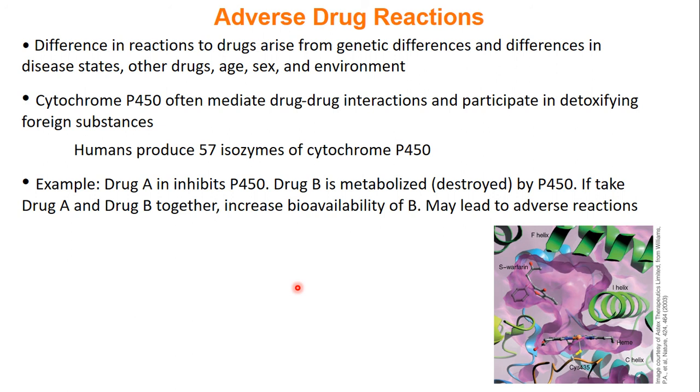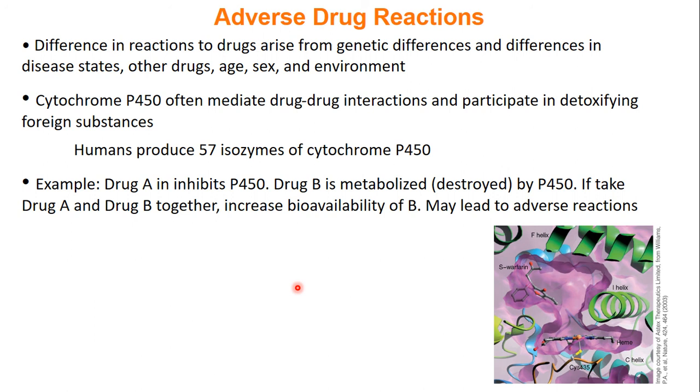P450 is found in your liver. It's found in other places too, but about 2/3 of the P450 is found in your liver, and it's actually found in all types of organisms. Humans have 57 different types of P450, and P450 usually helps to detoxify foreign substances. But let's say you're taking 2 drugs at once, and these drugs weren't tested together in the clinical trial.